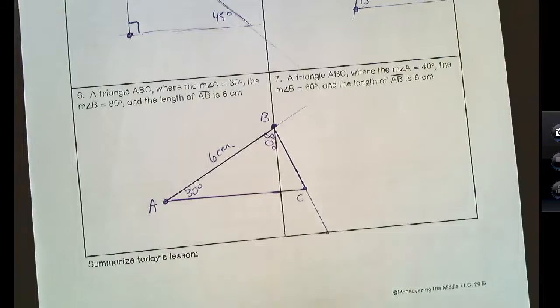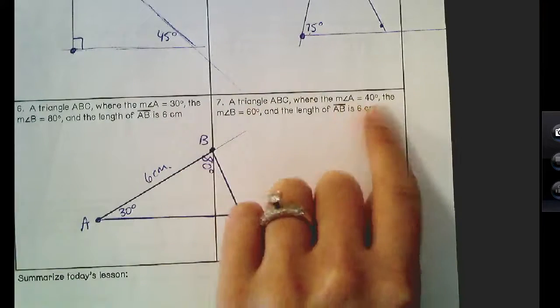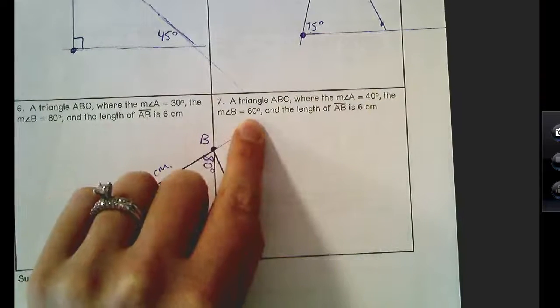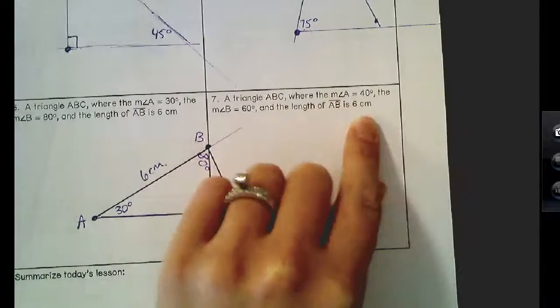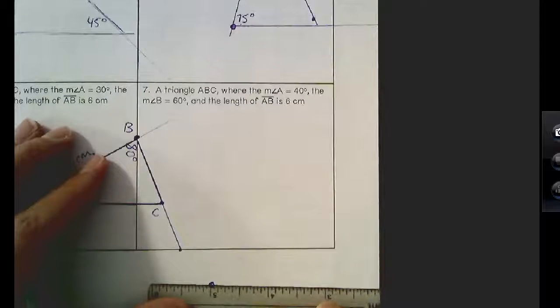And last but not least, question 7. Again, we've got triangle ABC. Angle A is 40 degrees. Angle B is 60 degrees. And AB has to be 6 centimeters again. So I'm going to start with my point. I'm going to put my point down here. I'm going to put it below the box just because I kind of ran over into my box a little bit. And draw my initial guideline.